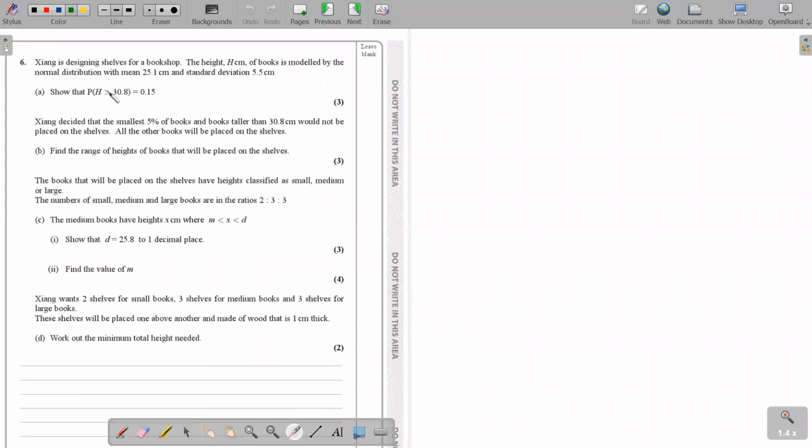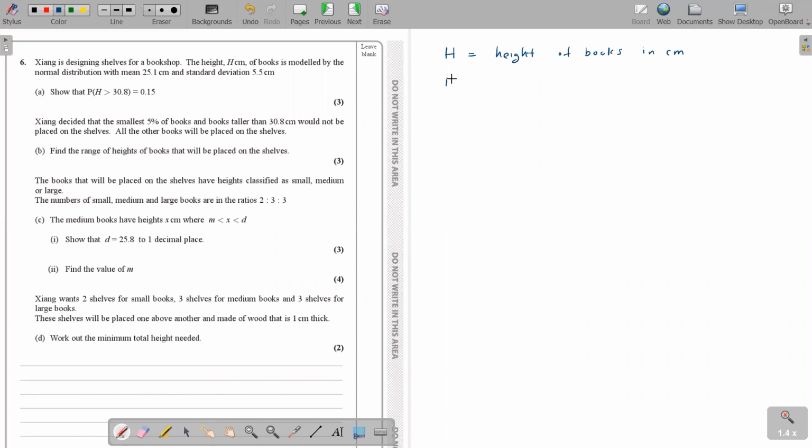Okay, last question. Siang is designing shelves for a bookshop. The height h centimeters of books is modeled by a normal distribution with mean 25.1 centimeters and standard deviation 5.5 centimeters. So once again, who is h? H is the height of the books in centimeters, right? Height of books in centimeters.